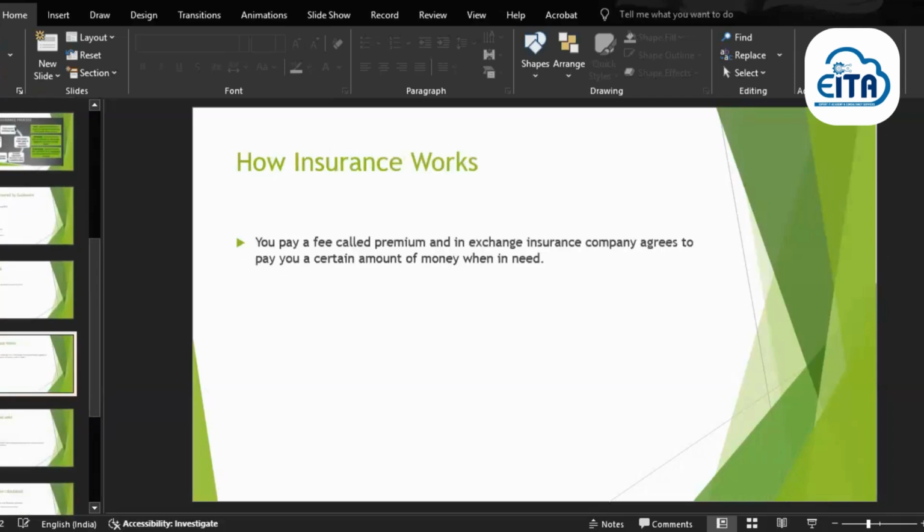How does insurance work? You have to pay a premium to the insurance company, and in exchange they will provide you the money or compensation whenever required, in case of any need, accident, or mishap.